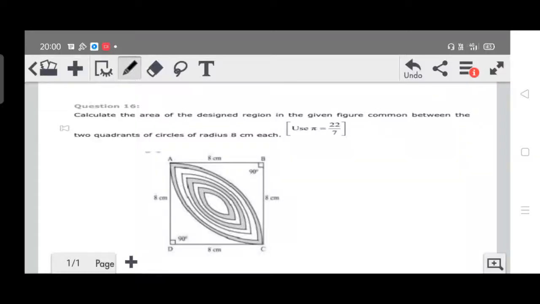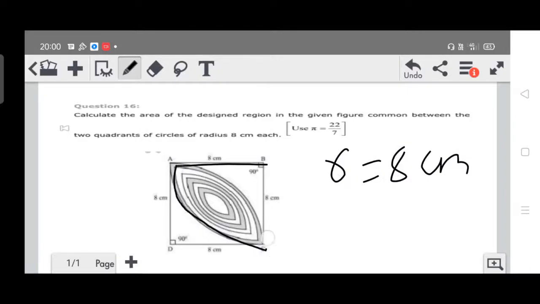16th question. Calculate the area of the desired region in the given figure, common between the two quadrants of the circle of radii 8 centimeter. Here we have two quadrants, so see, this is the first quadrant and this is the second quadrant. The design is common to both. Here we need to find out the area of this design. So let us find out this one.